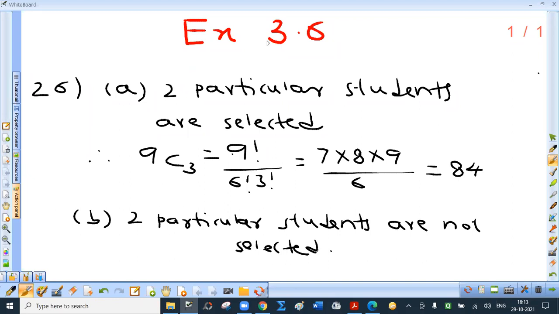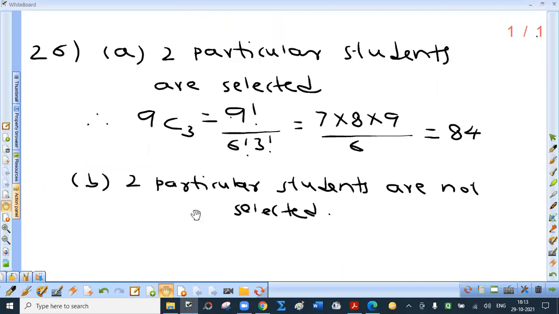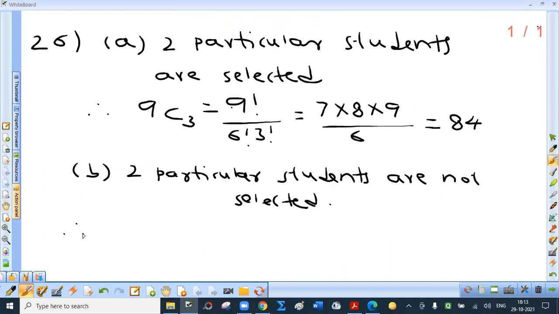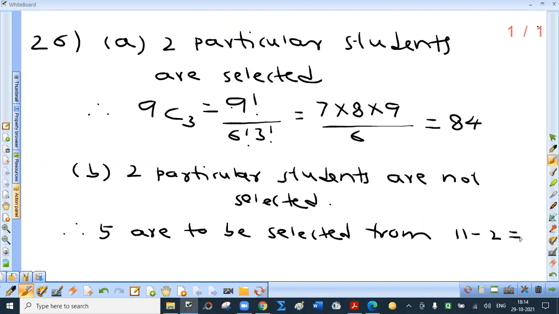Write down. Second part. Two particular students are not selected. Therefore, 5 are to be selected from 11 minus 2 equal to 9 students.